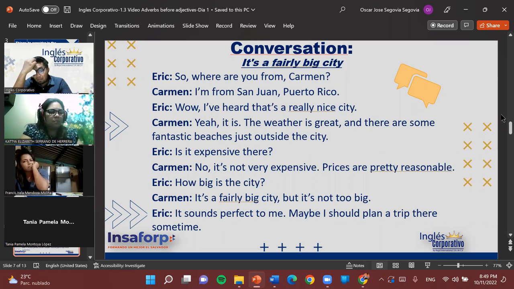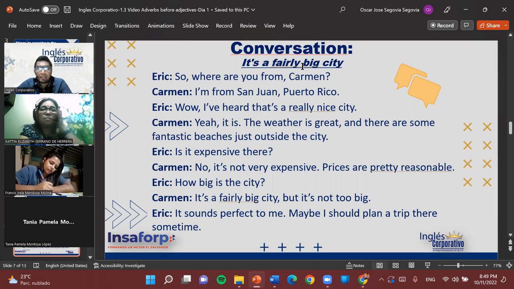Describir los verbos, o también podemos utilizarlos para describir los adjetivos. Aquí tenemos un ejemplo específico, fairly. Sí, fairly es un adverbio y big es un adjetivo. So, fairly big modifica el adjetivo. Está diciendo, ¿verdad?, que es... el adverbio fairly lo vamos a usar en dos formas distintas.